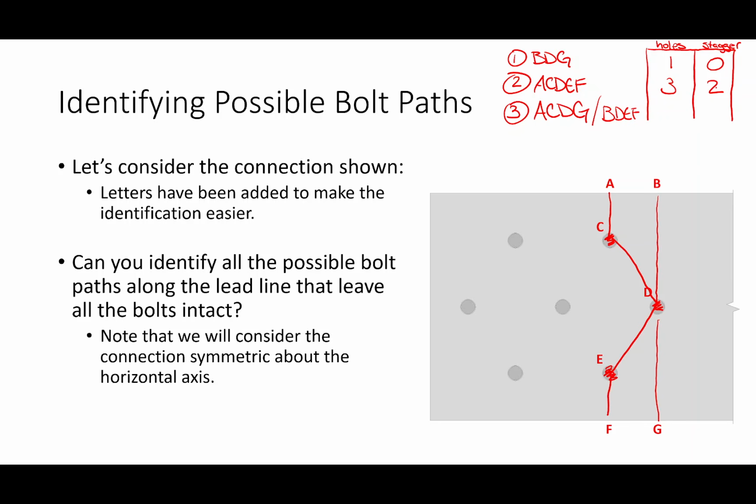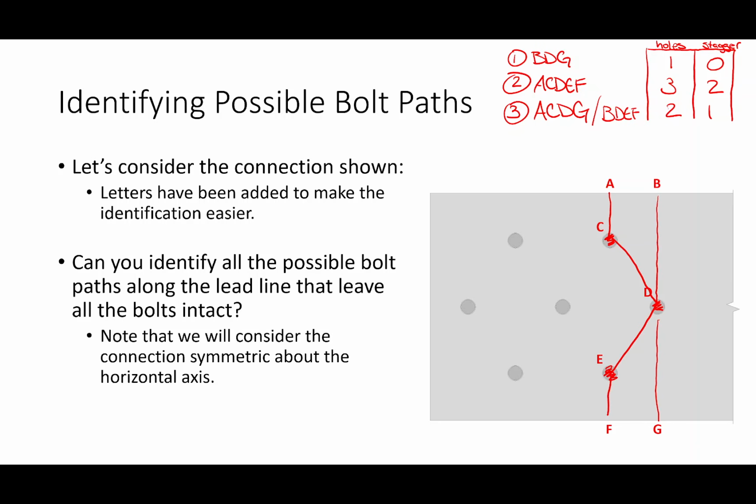So, okay, if you understand that, maybe you'll also understand why I'm grouping these together. Let's take path ACDG. How many holes? How many diagonal paths? Okay, what about BDEF? How many holes? How many staggers? 1. So, assuming that the member is symmetric, in other words, that the dimensions of this diagonal path are the same as this one, am I going to get a different net area here than I am here? No, they're going to be the same, which is why I'm lumping them together.